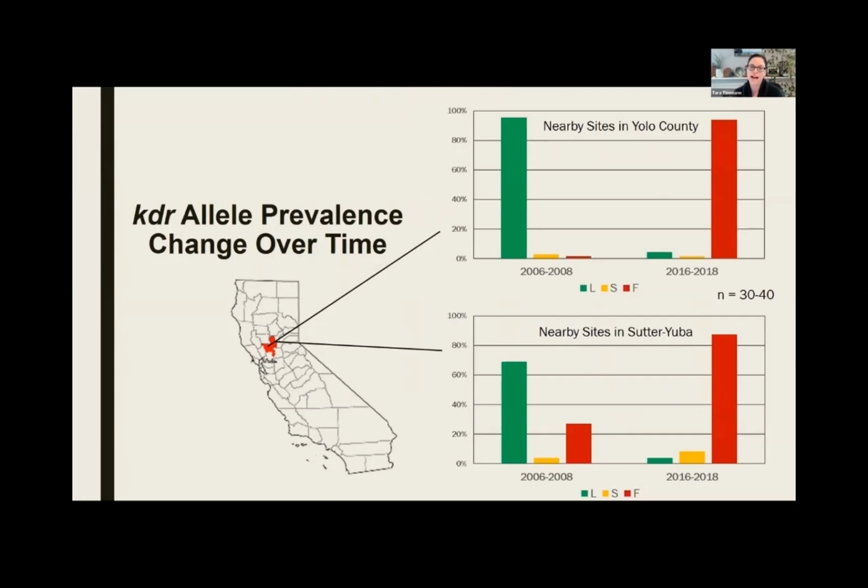So in this slide, on the left-hand side are samples that were collected in 2006 to 2008. On the right-hand side, samples collected 2016 to 2018. The sites are nearby sites in Yolo County and nearby sites in Sutter Yuba County. The takeaway here is that 10 years ago, 12 years ago, give or take, there were far more susceptible alleles in our Culex tarsalis populations than there are today.